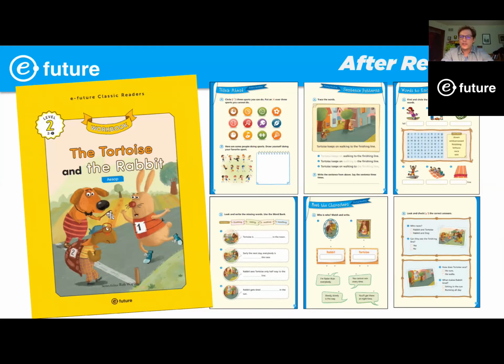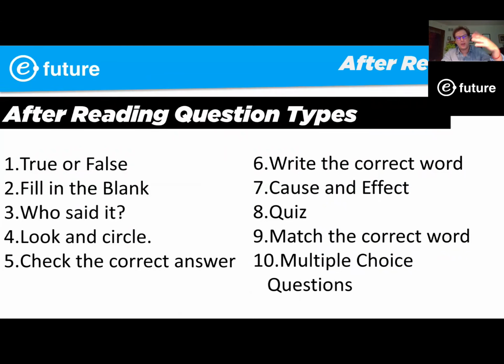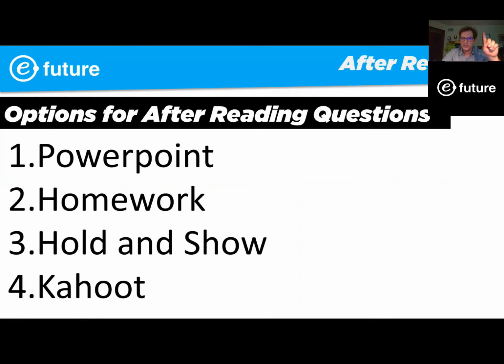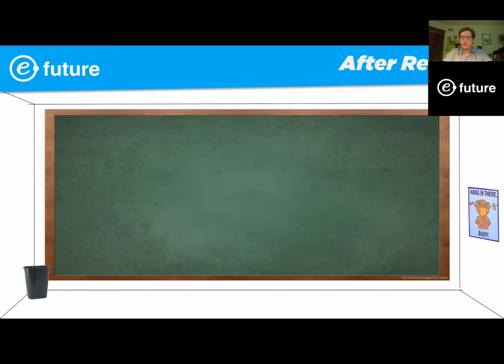So a great resource for the after reading part is the worksheets. Now you can get those worksheets online, or our partners can help you get the worksheets. But they're available as a PDF, and they're a great resource. So they have all these different types of questions that you can use. And when you're doing an online class, there are 4 good ways to ask these questions. PowerPoint, give it as homework, show it, or something called Kahoot. So you can kind of create your own classroom, all right?